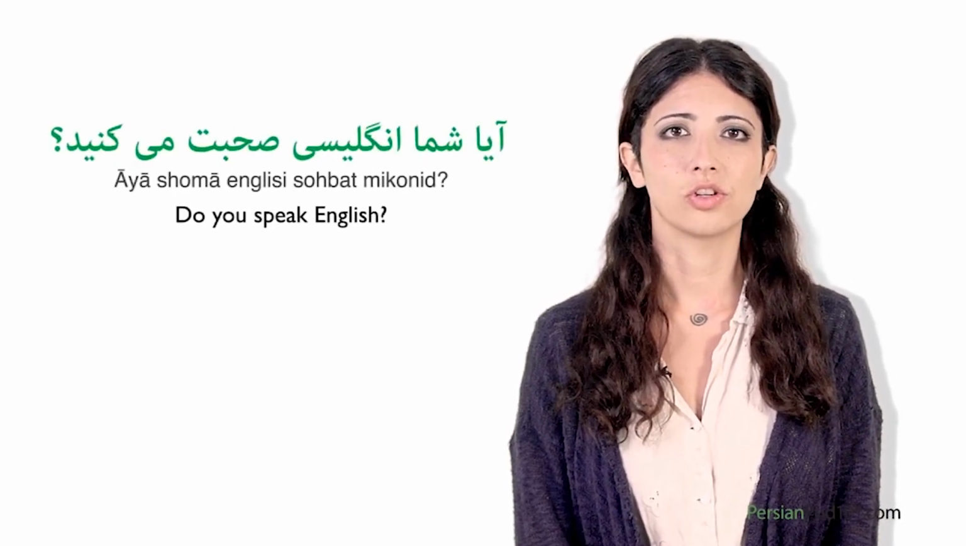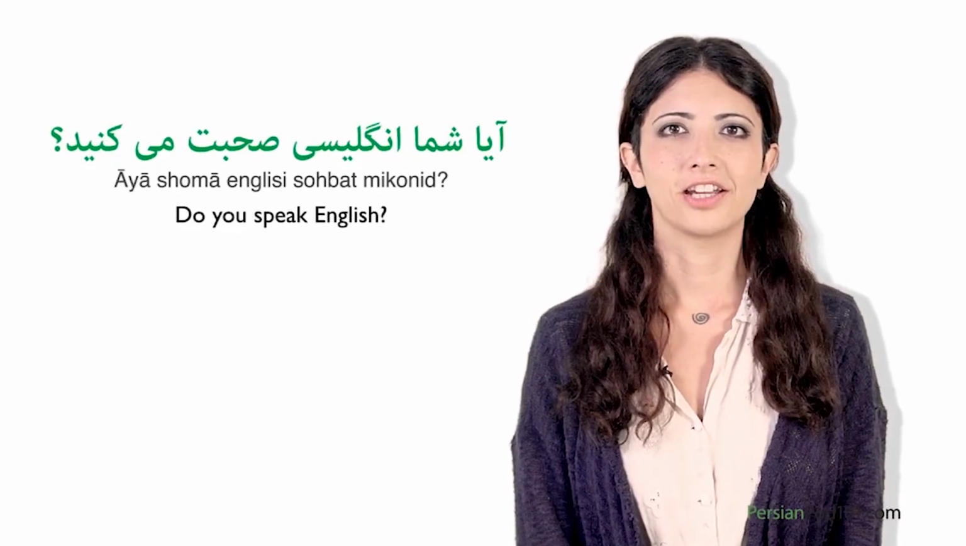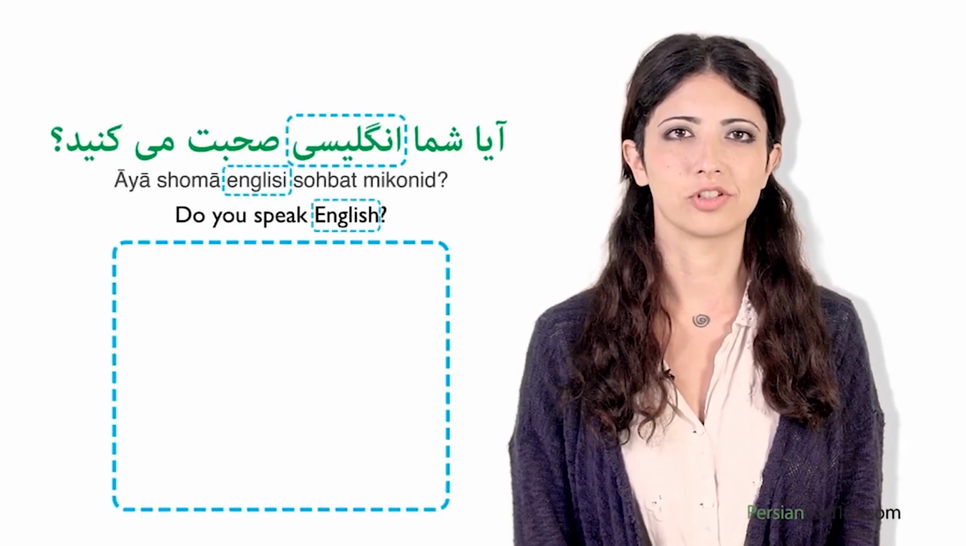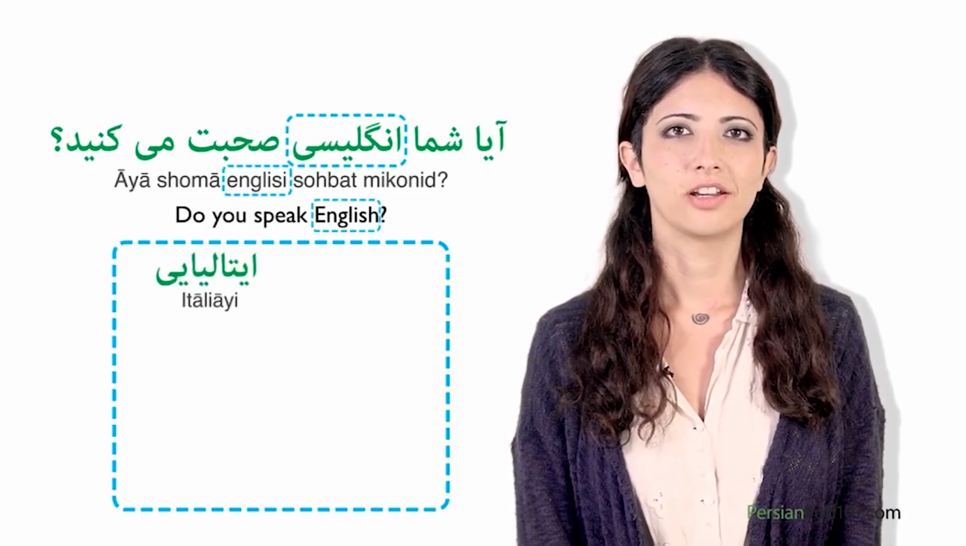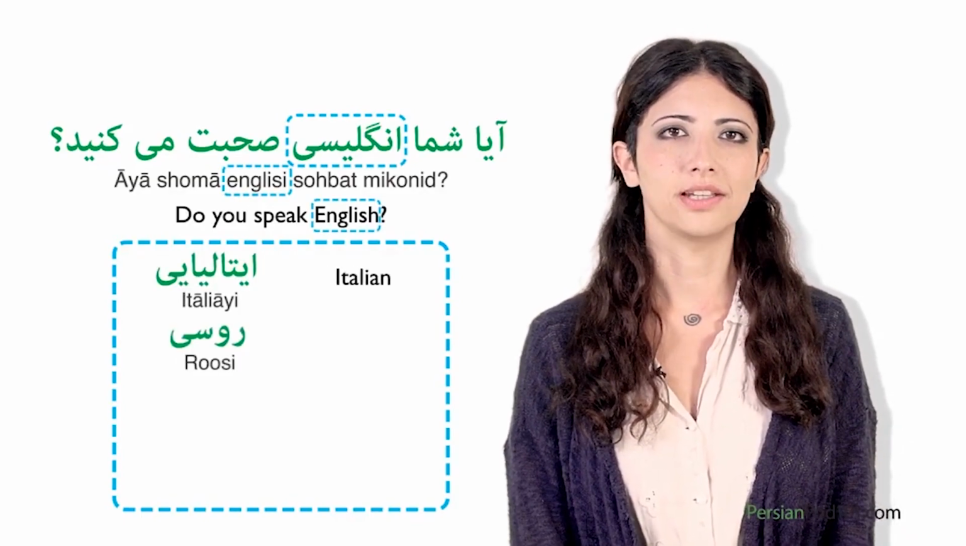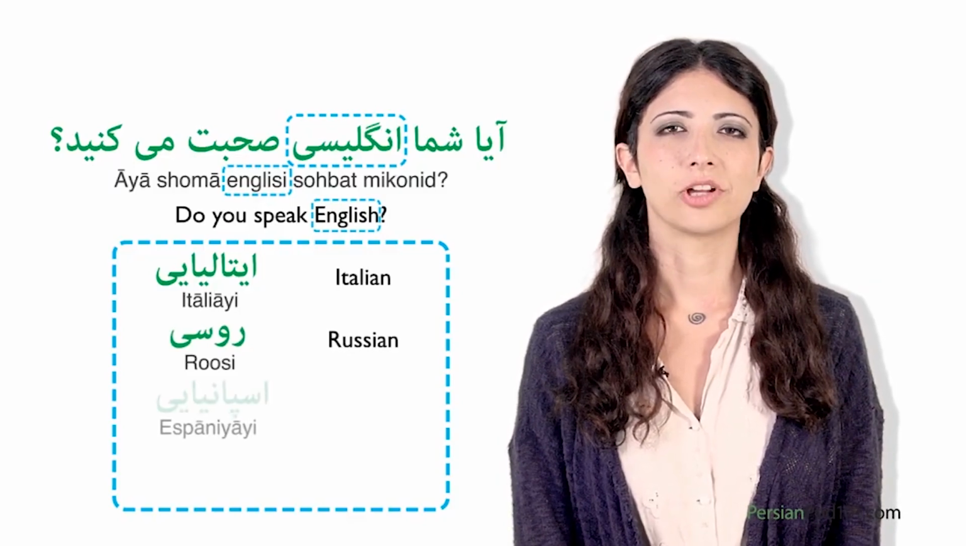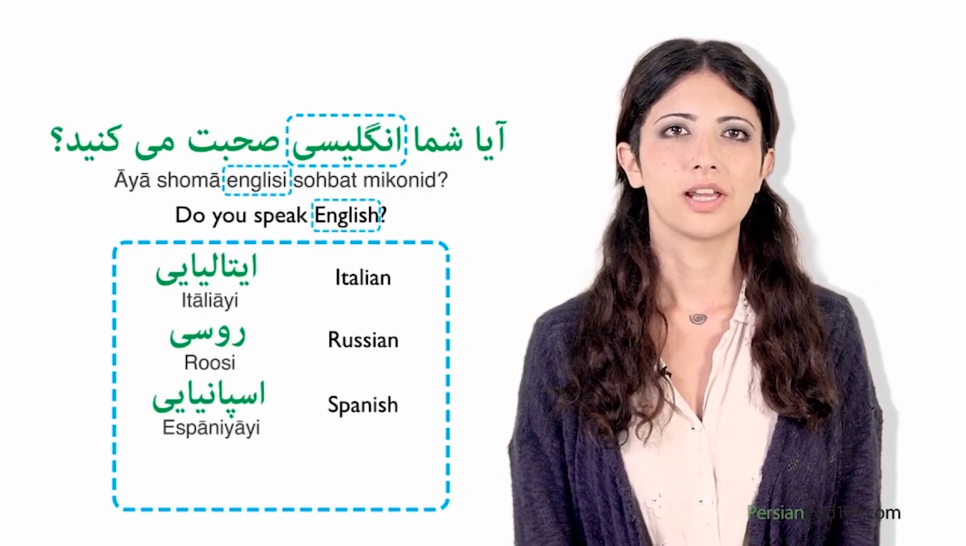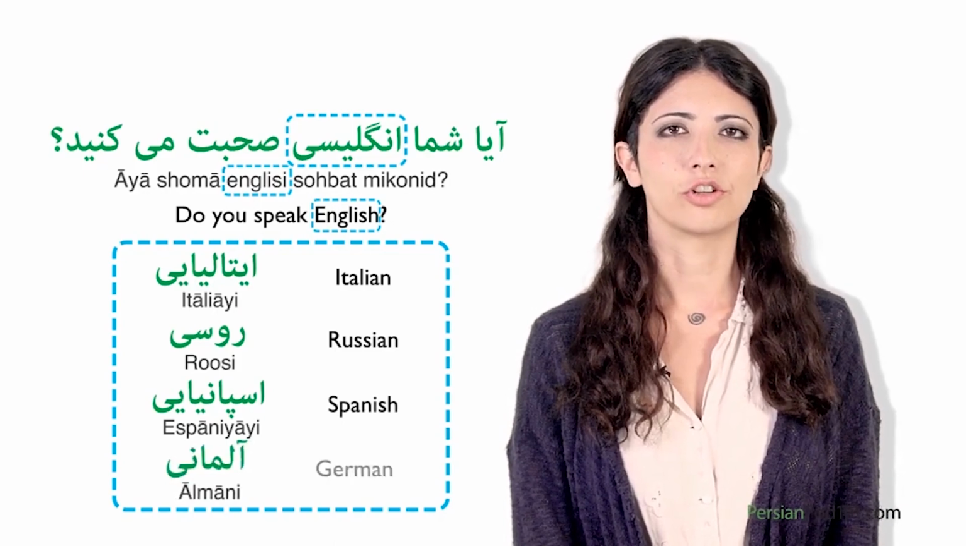Now it's time for Anita's advice. Persian people study the English language at school and love to use English. So most people will understand you if you speak to them in simple English. For those of you whose native language is not English, you can use this same basic question for any language you need. Here are some other language names in Persian. Italyai for Italian, Rusi for Russian, Espanjai for Spanish, and Almani for German.